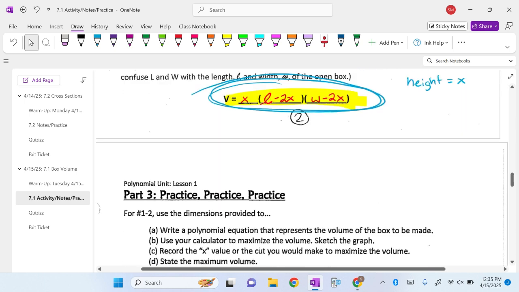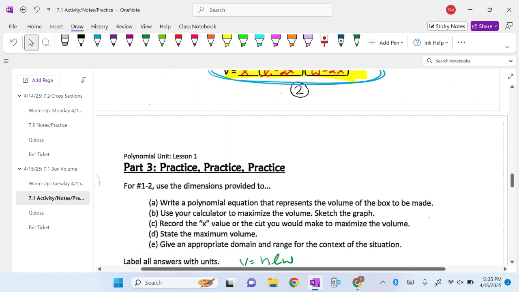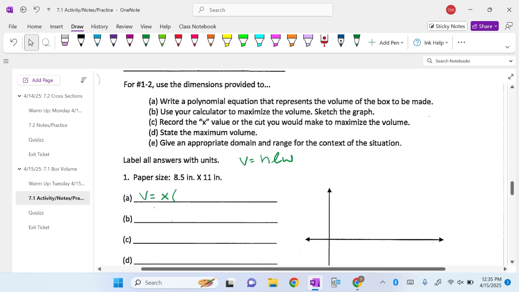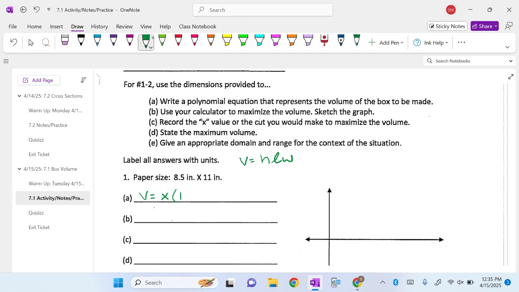So, how do I write out the new length? What does this formula tell me to do? Take your original length, which in this case is 11, subtract 2x. So how do I get my new width? Same thing, but with the width. Take the original width, subtract 2x. That's all you got to do.